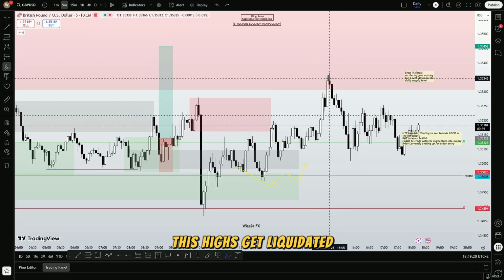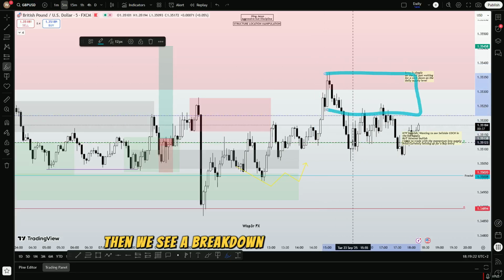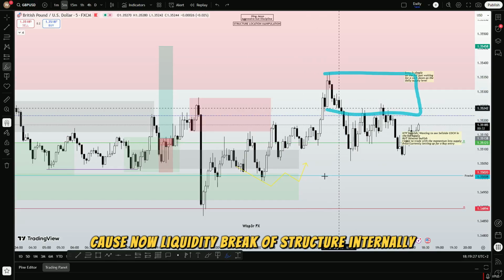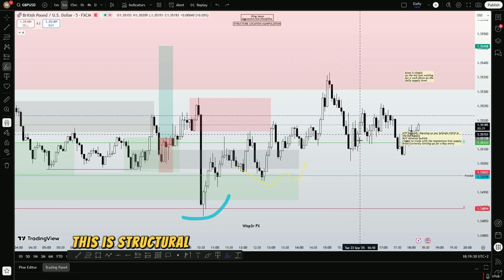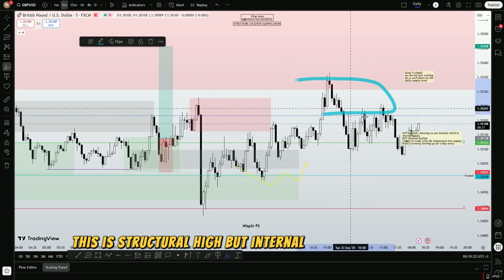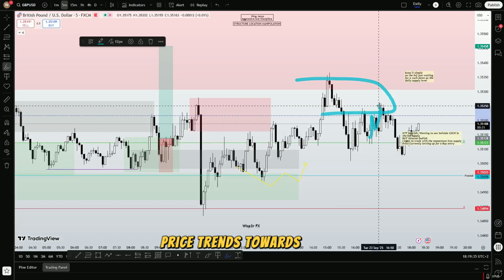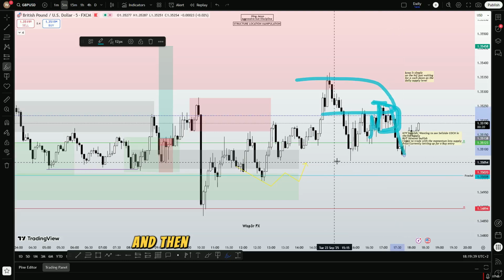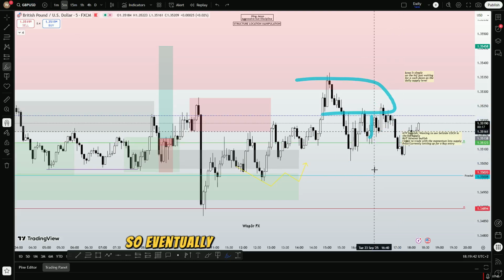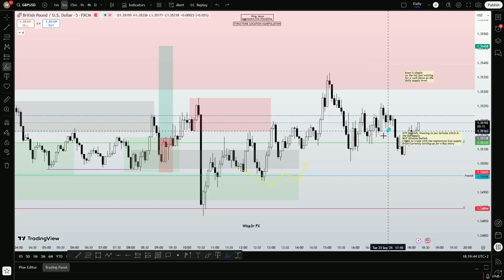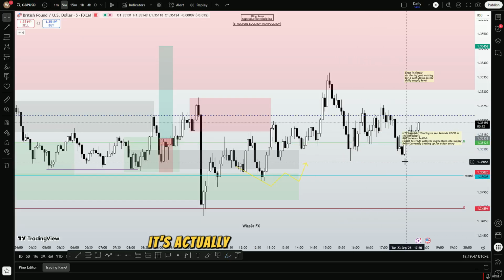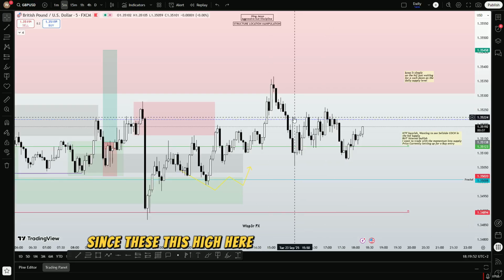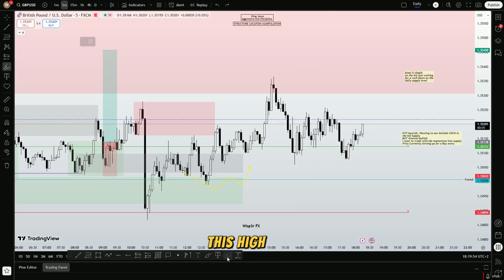Those highs get liquidated, and then we see a fractal change of character, because now there is liquidity and a break of structure internally. This is the structural low, this is the structural high, but internal break of structure, price trends towards the upside, we break that high, internal change of character inside of here, and then sell side targets these lows. So eventually these lows will be taken. Of course, this is also trend line liquidity. It's actually a very decent setup, since this high here gets liquidated, this high, yeah.